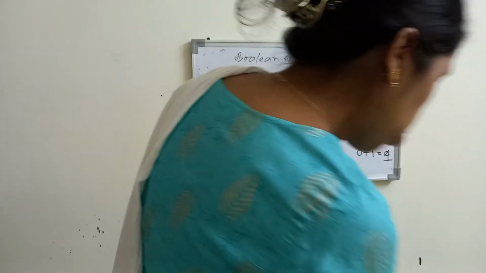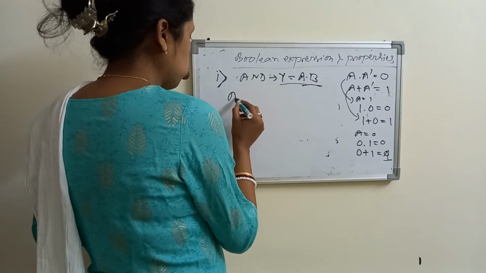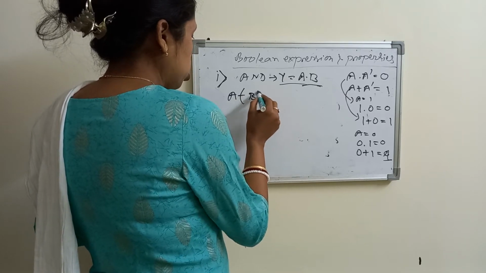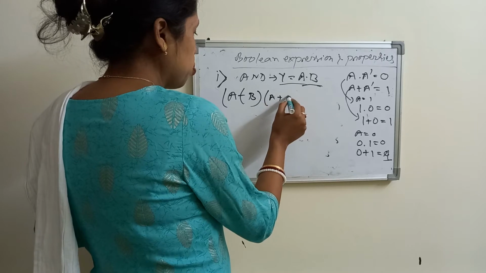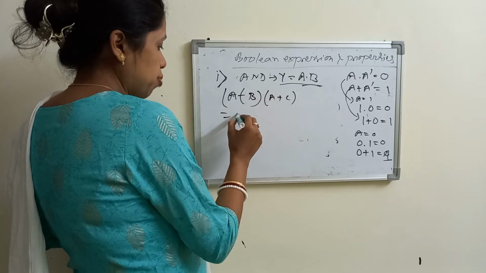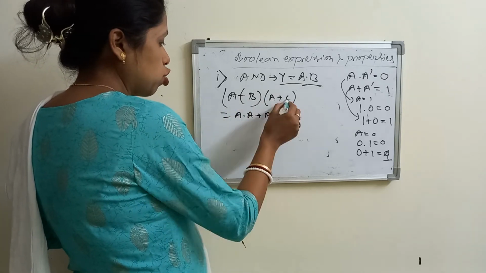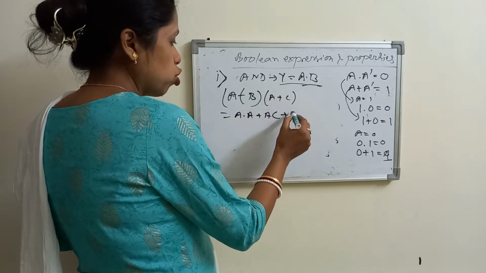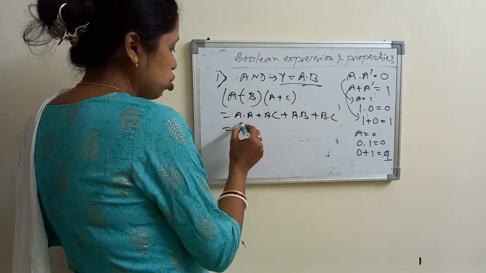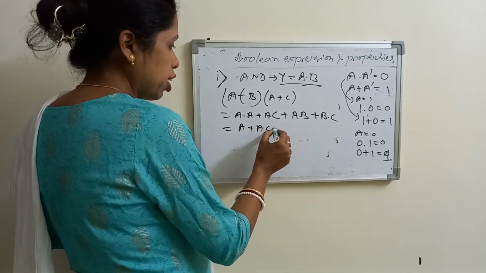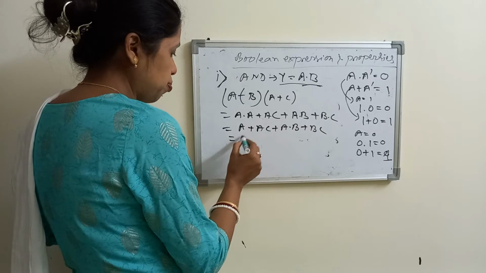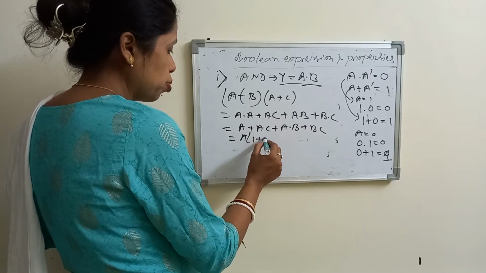Next, another property that deals with three inputs. So we have one expression: A plus B into A plus C. I am trying to reduce it. So A dot A plus A dot C plus B dot A plus B dot C. A dot B and B dot A are the same. From A dot A you will get A. The rest of the terms remain the same. From this term I am taking A common, that will be 1 plus C.